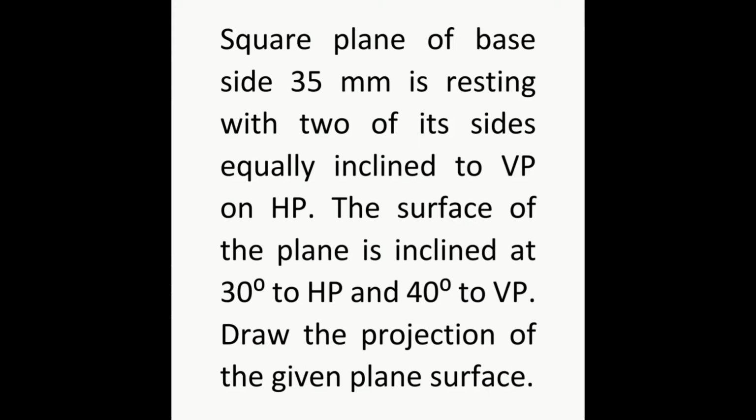Now we will see a problem. A square plane of base side 35 mm is resting with two of its sides equally inclined to VP on HP, and the surface of the plane is also inclined at 30 degree to HP and 40 degree to VP. Draw the projection of the given plane.